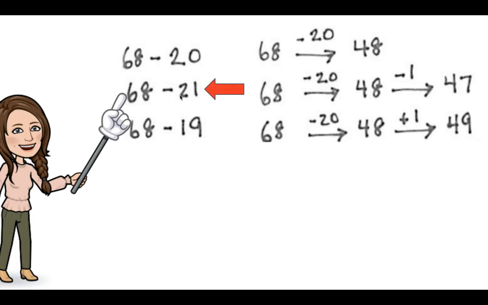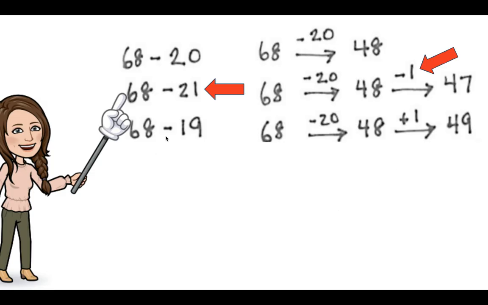Looking at 68 subtract 21, you may have noticed 21 is one number greater than 20. That means we need to subtract an extra 1. 68 subtract 20 is 48. But we also have to subtract that extra 1. 48 subtract 1 is 47. Man, the arrow way strategy can be very helpful.